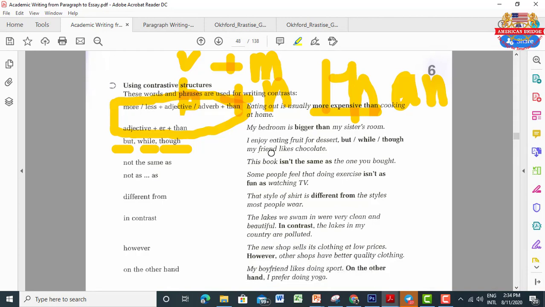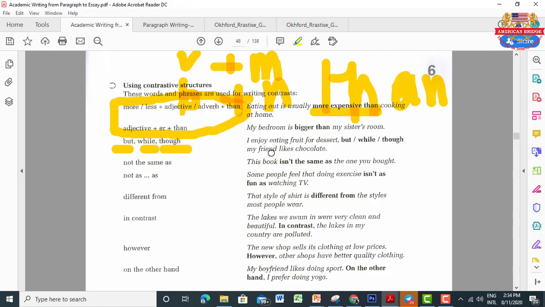Okay, contrast from the first sentence to another sentence. The first one, they enjoy eating fruit, but my friend likes chocolate. So fruit and chocolate are different, right?